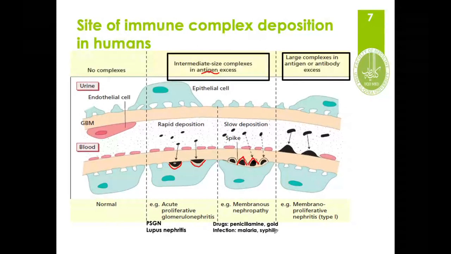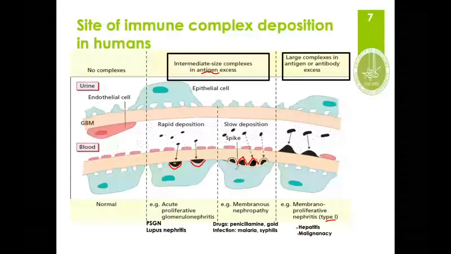Then let's see what happens to the large complexes. Of course, as you might imagine, large complexes are not able to cross the glomerular basement membrane. In fact, they are stuck in this region, and they immediately deposit close to the endothelium. This is seen in membranoproliferative glomerulonephritis, especially type 1, which is caused by hepatitis or malignancies.